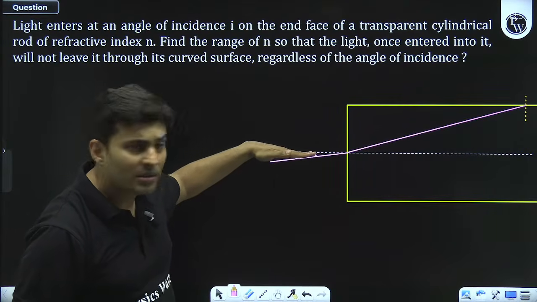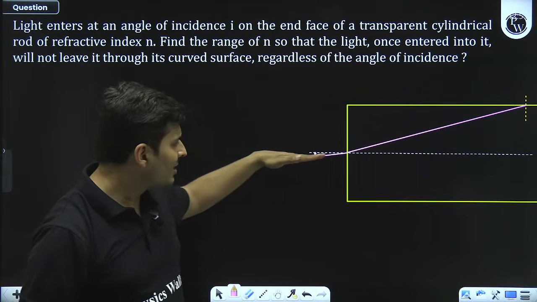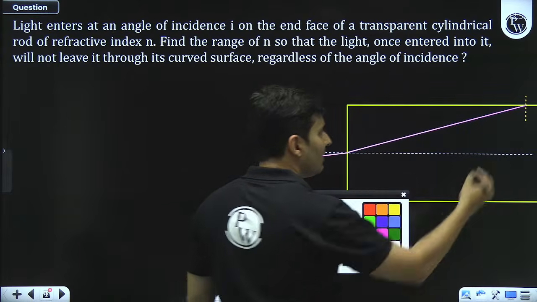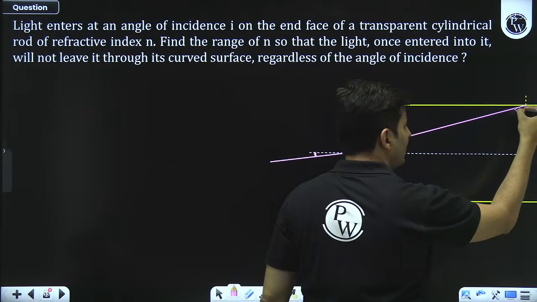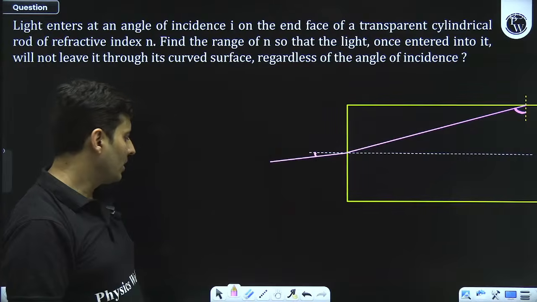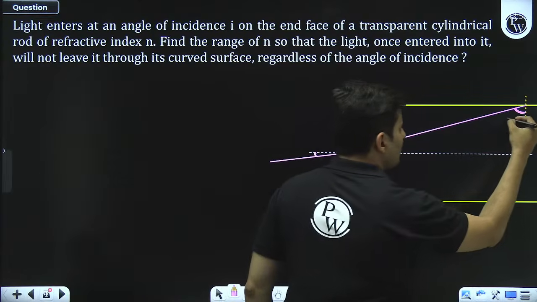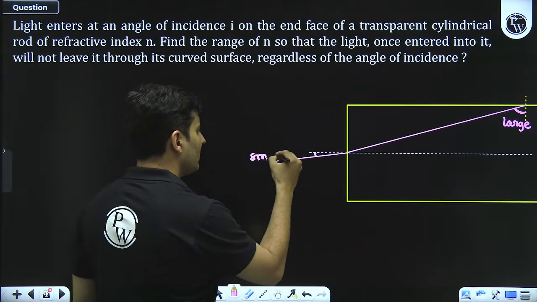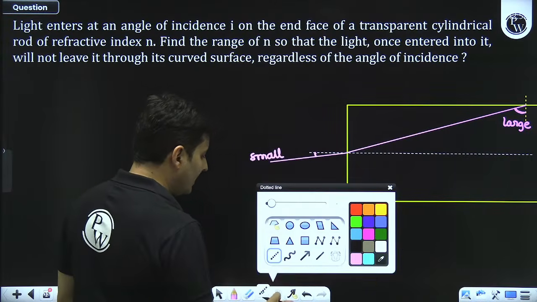This is one small assumption. This is the first ray that I have assumed, coming at a very small angle of incidence. When it goes and hits over there, it will hit this surface at a decently large angle. It will be a very large angle. Keep that in mind. So this is a very large angle, and this is a very small incidence. Now let's take the other extreme.